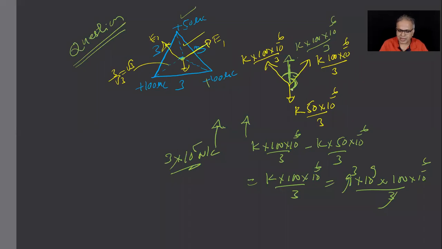That is the idea. They are not blind rules, no? Understood, sir, that we need to subtract, but the calculation I'm not able to understand, sir. After subtracting, it is still k into 100 into 10 power minus 6 by 3. Arre, make it 50. Actually, I don't do so much calculation.